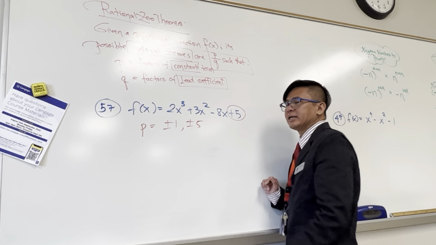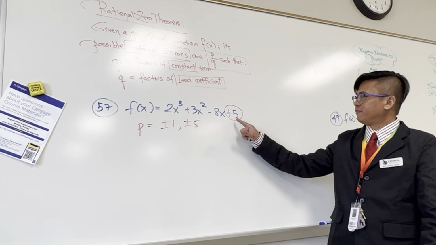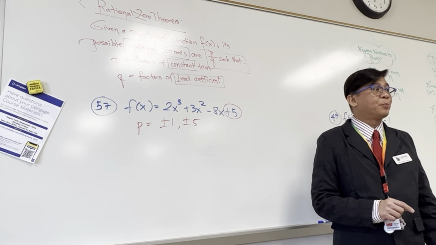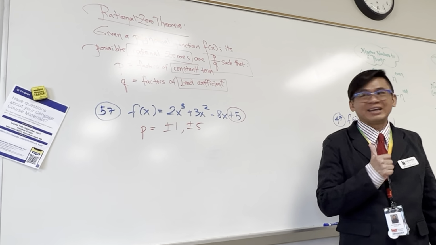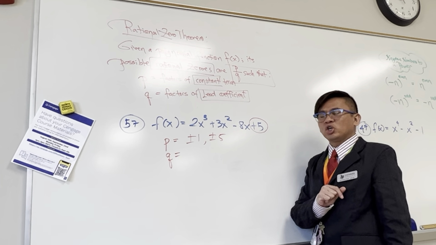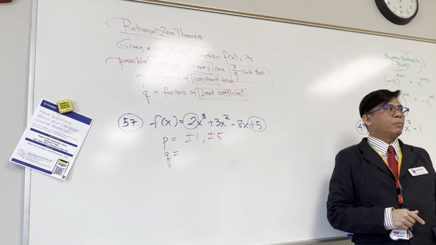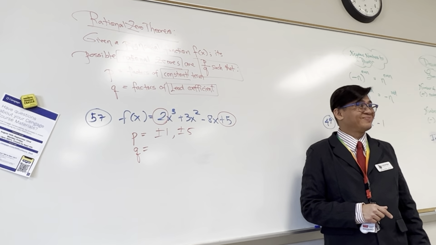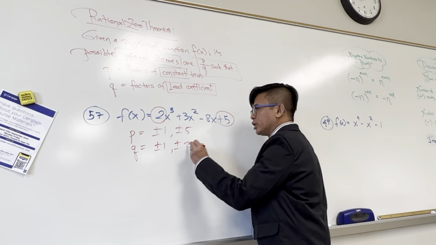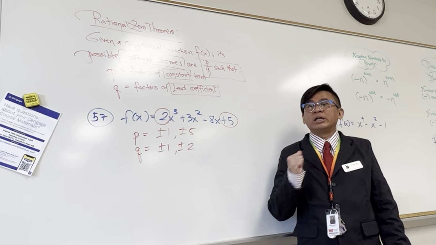Plus or minus 1, plus and minus 5. Are we good? The factors of 5 can be 1 and itself, because 5 is a prime number. Good. Next one, what is our q? Factors of the lead coefficient. That's 2, right? That's our lead coefficient. What are the possible factors of 2? Very good. Plus or minus 1, plus or minus 2. Once again, because it's prime, its factors are just 1 and itself.